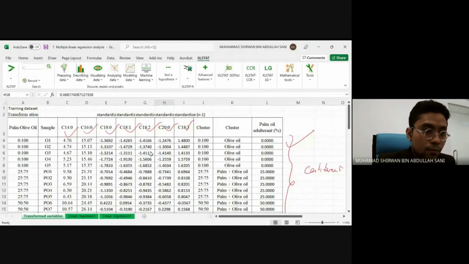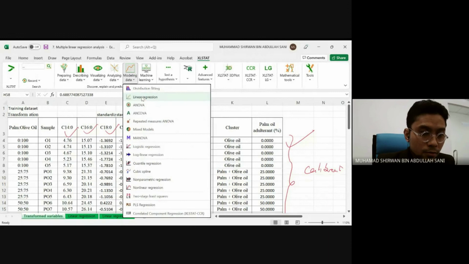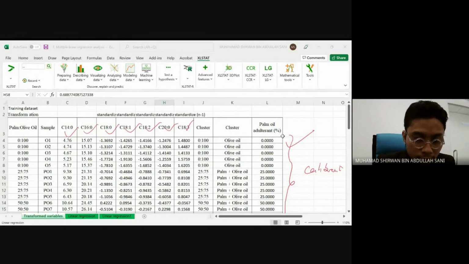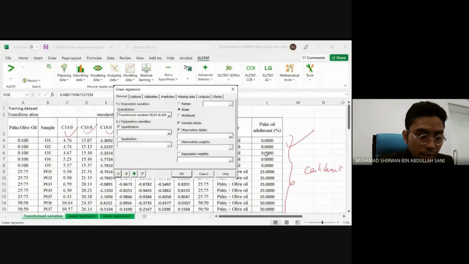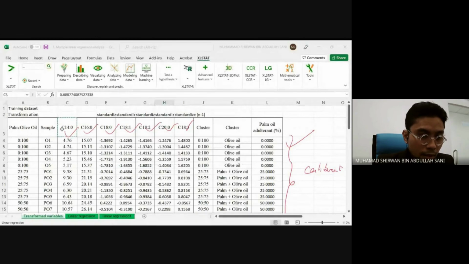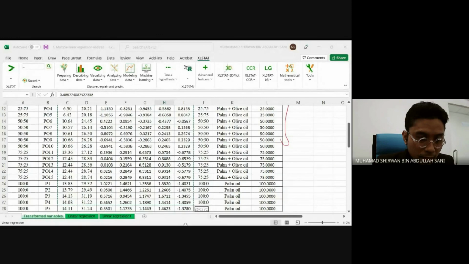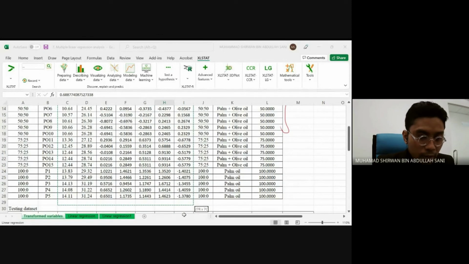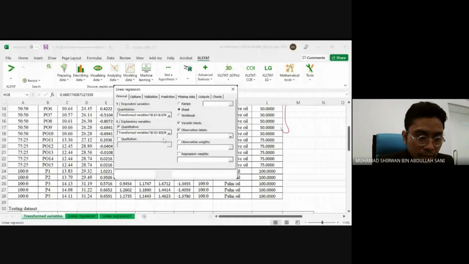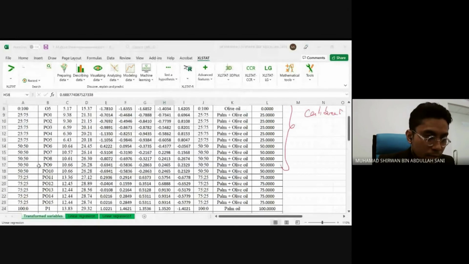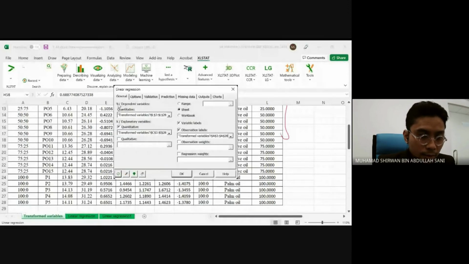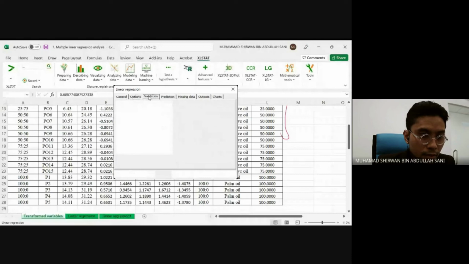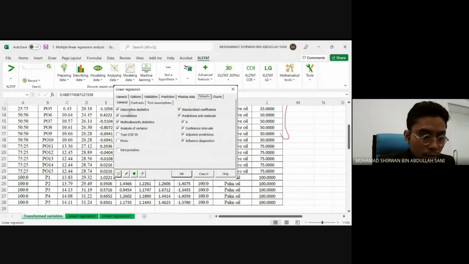But this time, what we need to do, okay, again, this one I put here. We do again, y dependent variable is using the training data set. Explanatory is using the similar variables. Click variable label, observation label, similar like the previous MLR. I need to redo this one. Put okay.